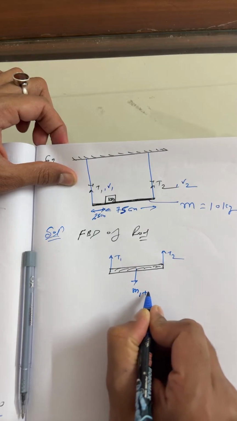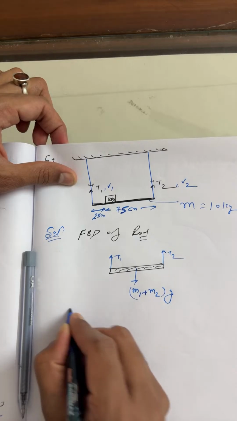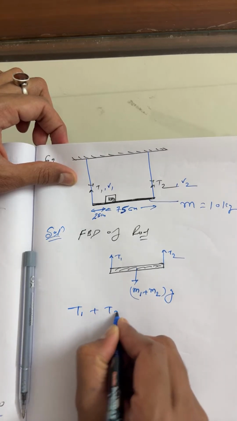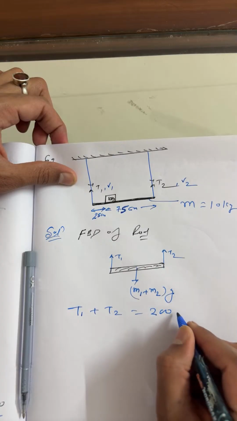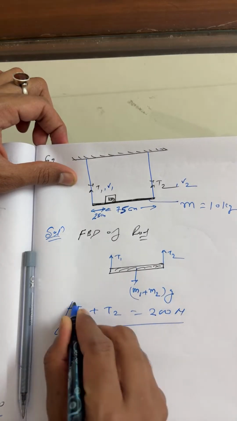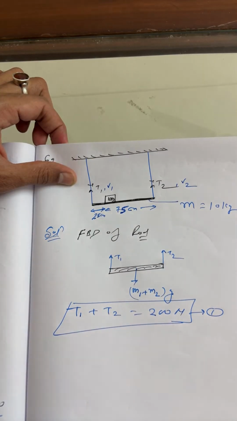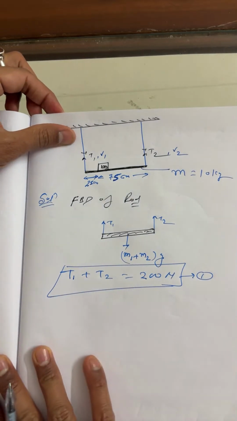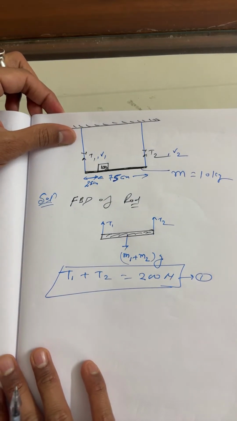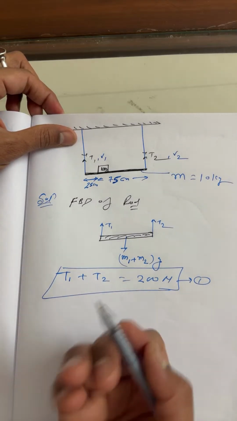M1, and M2 I'm considering as the mass of the rod, into g. So you can write here T1 plus T2 is equal to 200 Newton. Let us call this equation number 1: T1 plus T2 is equal to 200 Newton. Then we can apply the torque concept.